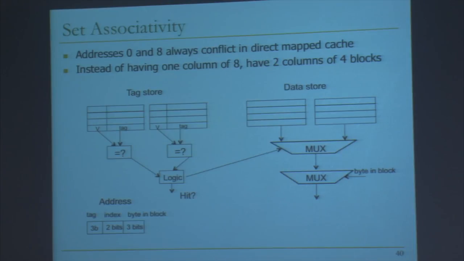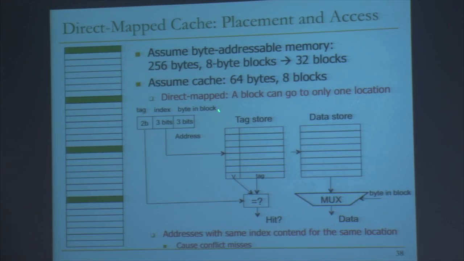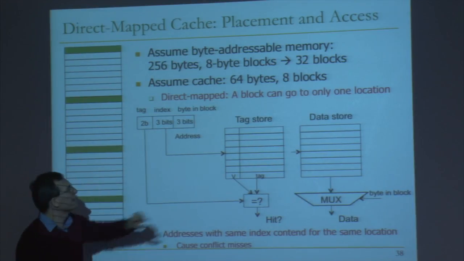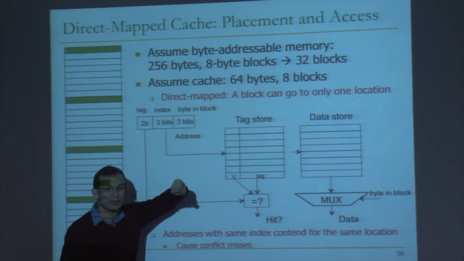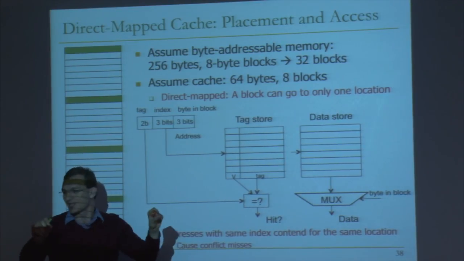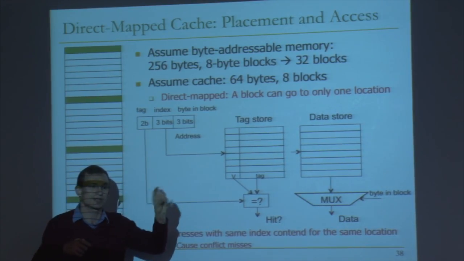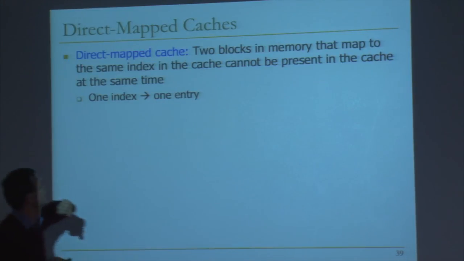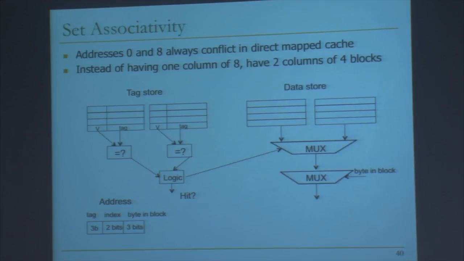Instead of having one column of 8, instead of having 8 indices where each index can store one block, have 2 columns of 4. Have 4 indices, each of which can store 2 blocks. And then you can distinguish between the blocks by having 2 different tags for the same index. That's the idea of a set associative cache. In this case, it's a two-way set associative cache.